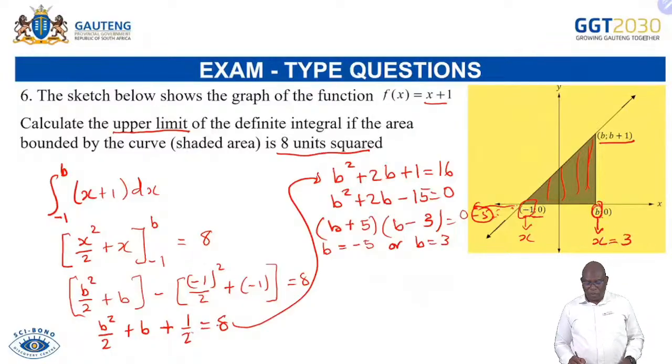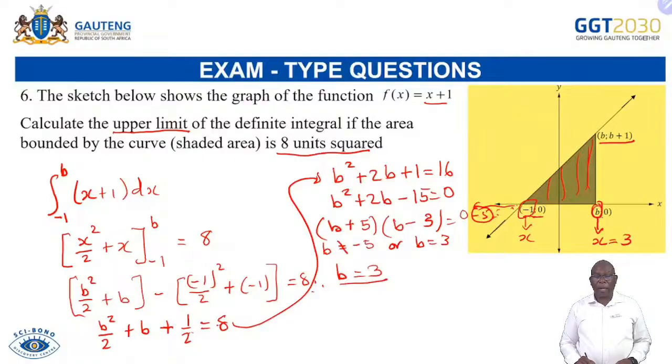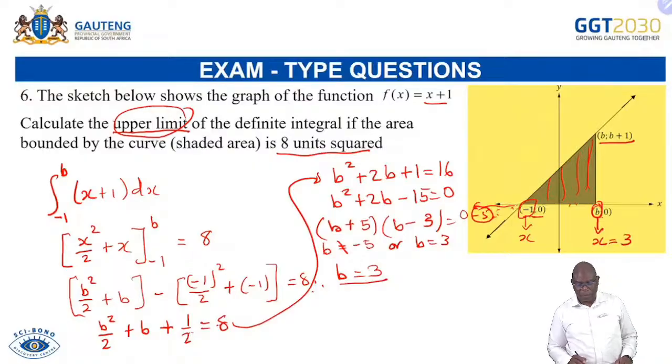Okay. So b is equal to 3, I have it. Therefore b will be equal to 3. Then this one I discard, because on the -5 side there's no shading. But if I go to 1, 2, 3, I get that to be 3. So b will be equal to 3, because that's our upper limit, and the upper limit will be 3, the lower limit is -1.